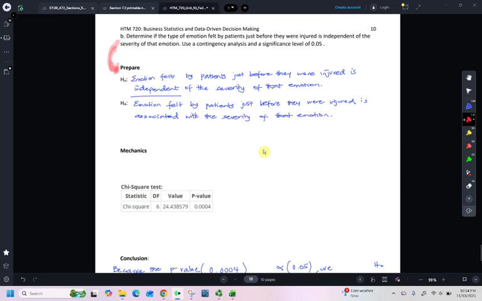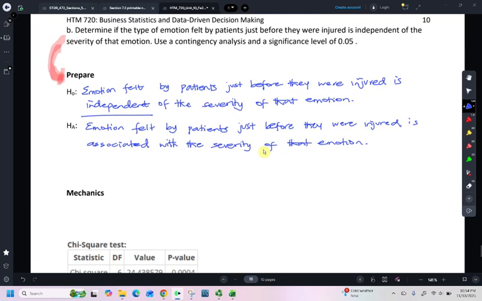As it stands, we can set up the null and the alternative hypothesis. As we illustrated in the previous example, the null hypothesis must be the hypothesis of independence. No connection between both of them. That is assumed to be the status quo. Okay, and the other one, the alternative hypothesis, is that the emotion felt by patients just before they were injured is associated or dependent on the severity of the emotion.